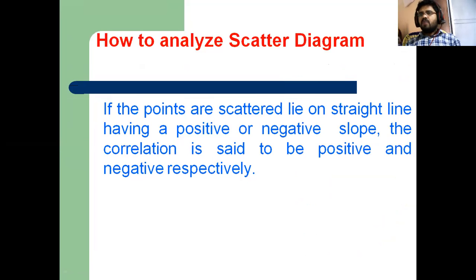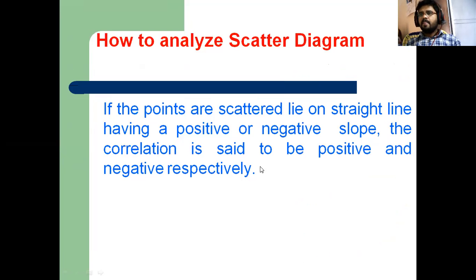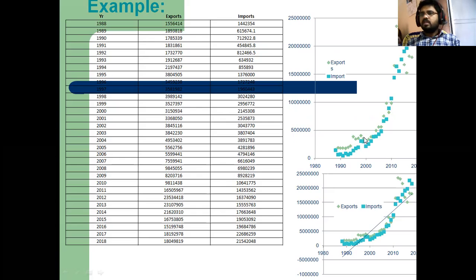The next example: how to analyze a scatter diagram. For example, when you have the data and when you have a graph like this, how can we analyze the data, the diagram? The points are scattered, or lie on a straight line having a positive or negative slope. So we cannot bother about whether it is negative or positive.